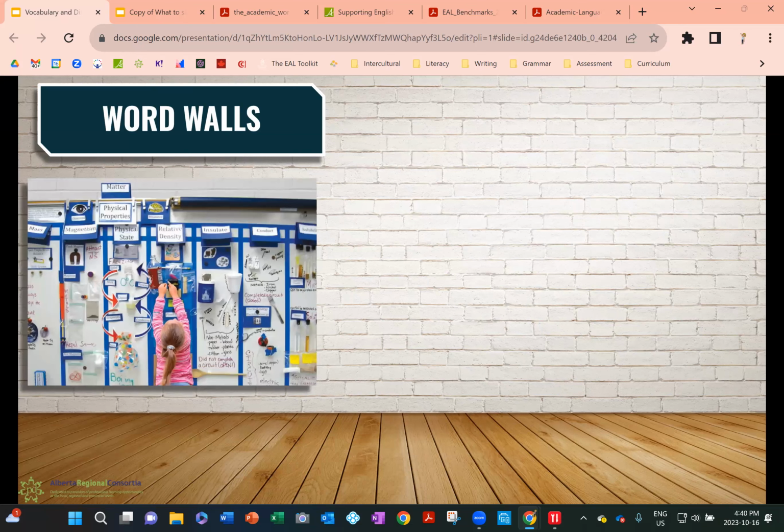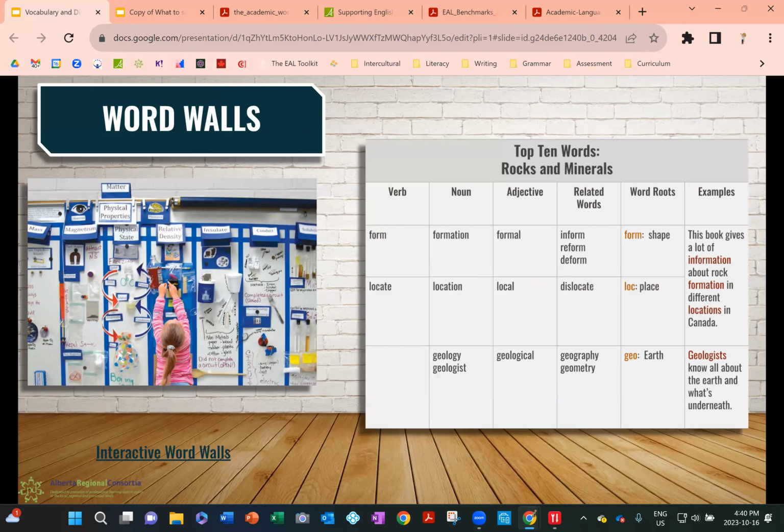So one idea is interactive word walls, something that you can design so that you have some of those manipulatives, especially for that brick understanding, so that brick vocabulary, and developing those concepts. I have a link in here to help you with that, some interactive word walls and a bit of an article on building them.